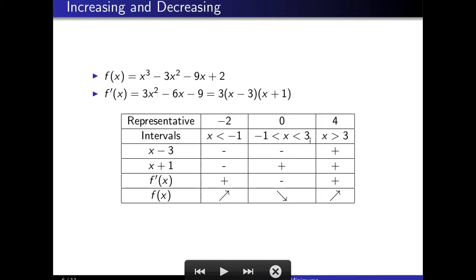When we look between minus 1 and 3, we could take 0, put it into x minus 3, and get a negative sign. But when we put 0 into x plus 1, we get a positive sign, which tells us that the derivative, when we multiply the factors together, will be negative, so the function is decreasing. Similarly, for x bigger than 3, the derivative is positive, so the function is increasing. So our function is increasing to the left of minus 1, to the right of 3, and decreasing in between minus 1 and 3.